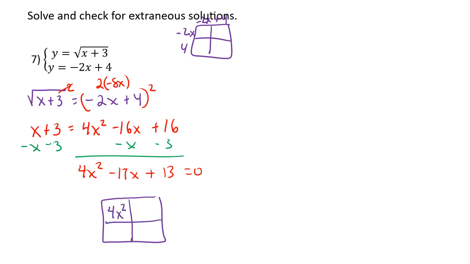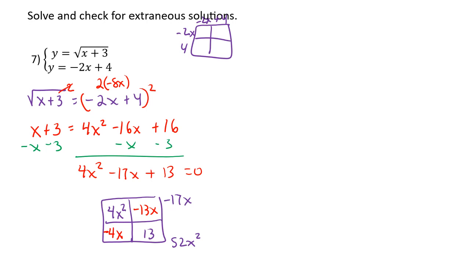So 4x squared, 13, negative 17x. 4 times 13 is 52x squared. So we got to think of two numbers that multiply to be 52, but would add or subtract to be 17. Just checking some numbers. Found one. 4 times 13. So negative 4x times negative 13x. So negative 4 times negative 13 would make the 52. Negative 4 plus negative 13 makes negative 17.